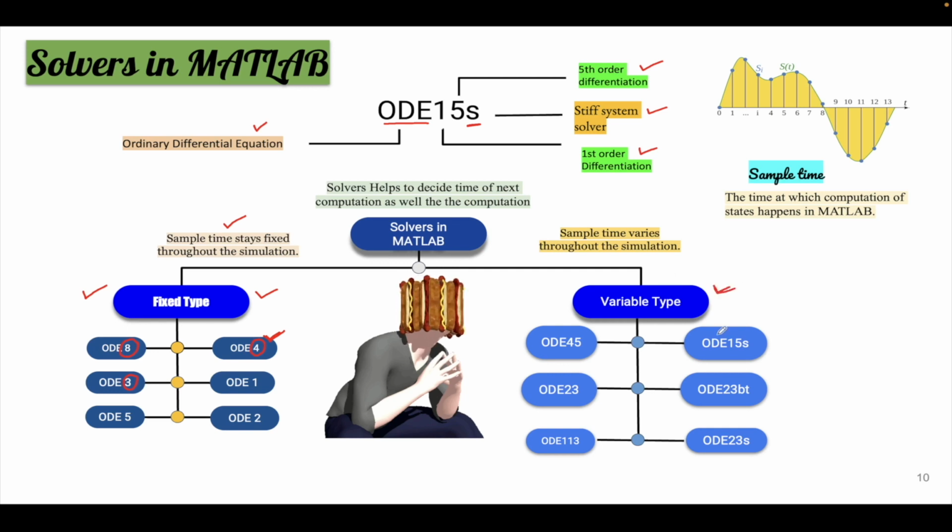So suppose here we have multiple solvers. You can see there are two numbers that are mentioned. These are the equation orders. So 4 5 represents fourth order and fifth order equations, and 1 5 represents the first and fifth order equations. So that's how these variable type solvers come with two orders of solving.